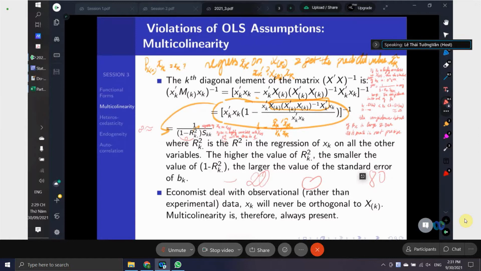The thing is, normally in Stata, when a variable is highly correlated with the other variables, then Stata will automatically drop that variable from the analysis. Okay, Minh Giang? Good, good. Okay, so that is what I have for now.